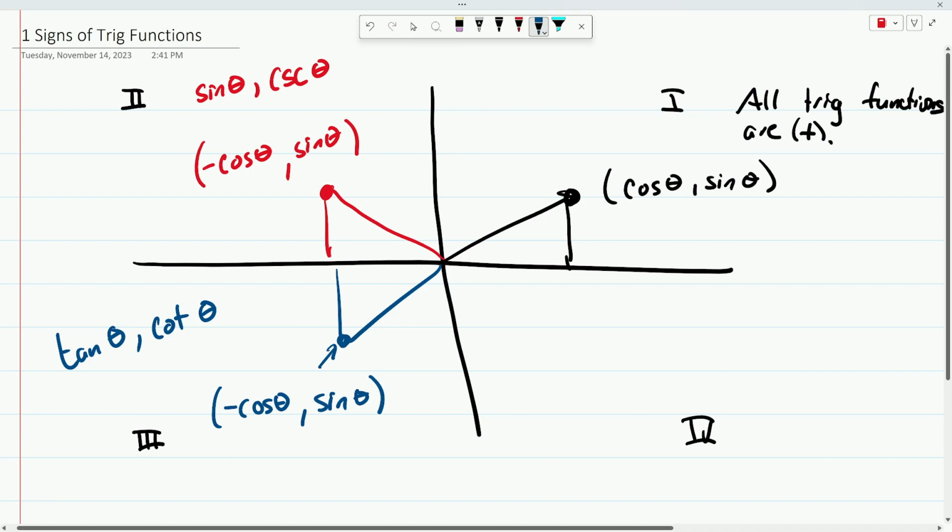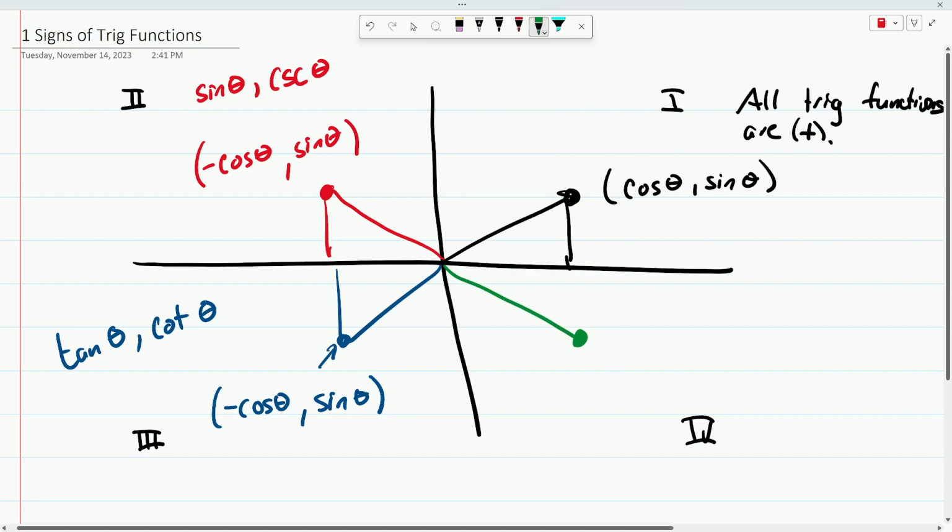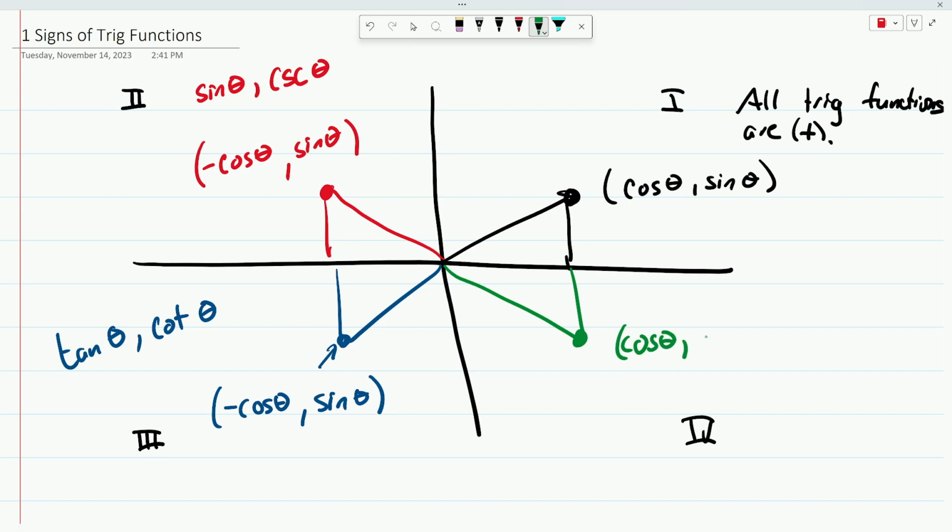And finally, in quadrant 4, we'll use a different color for this. We'll use green. In quadrant 4, remember once again, this is going to be cosine theta, comma, negative sine theta. Well, the only thing positive down here are going to be cosine theta and secant theta.